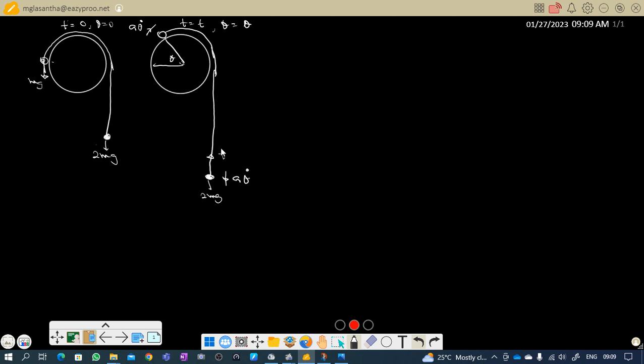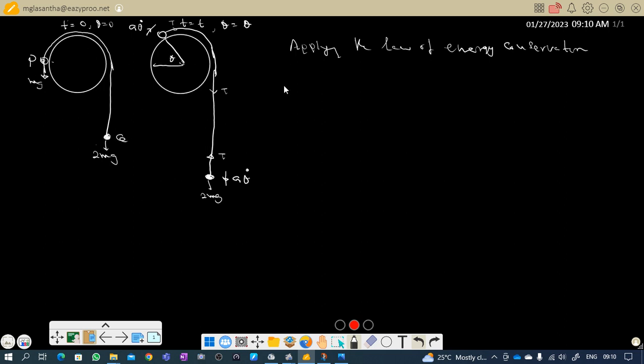So you can mark tension T, right? Tension T, this is also tension T, right? Applying law of energy conservation, then initially mass m, so this is particle P, so this is Q.